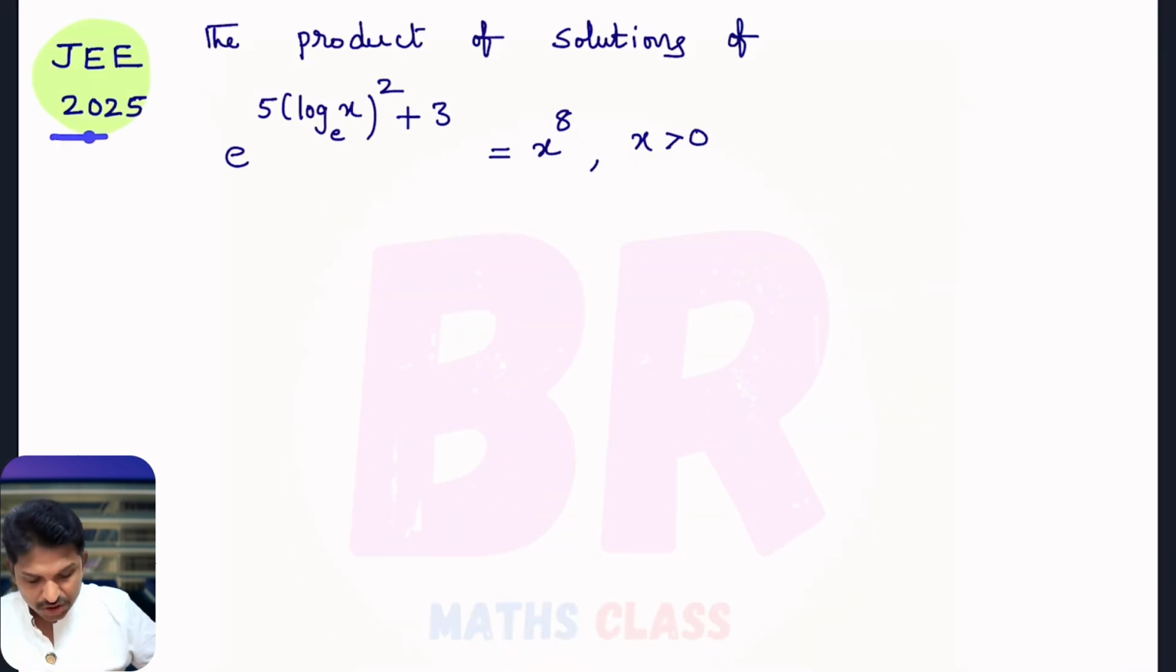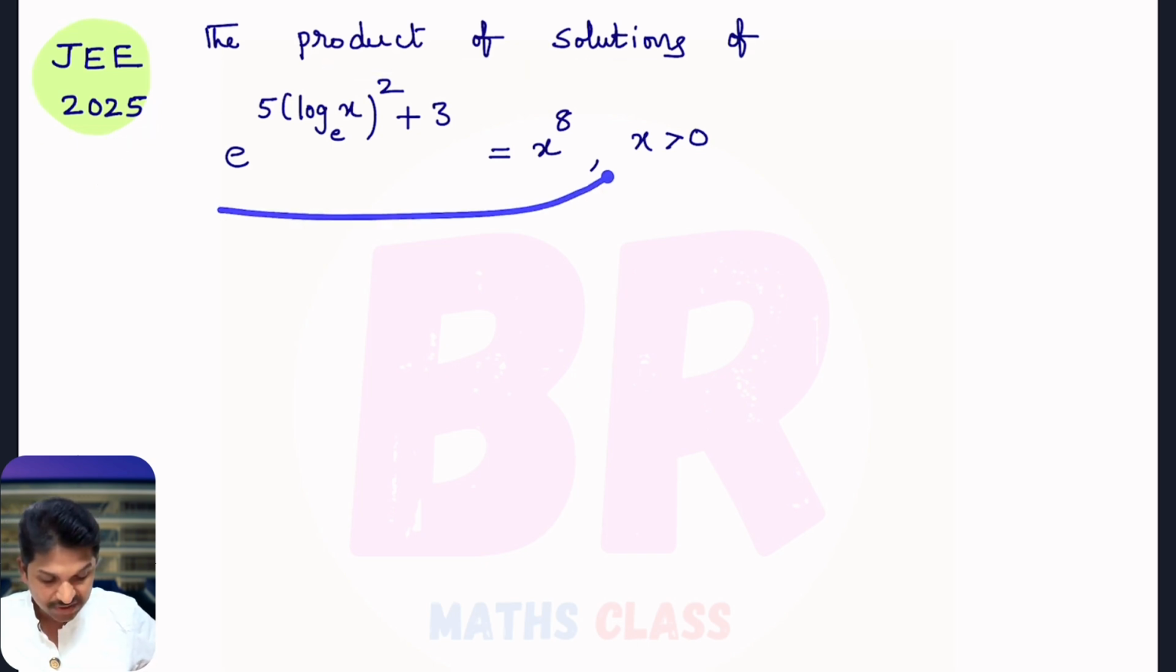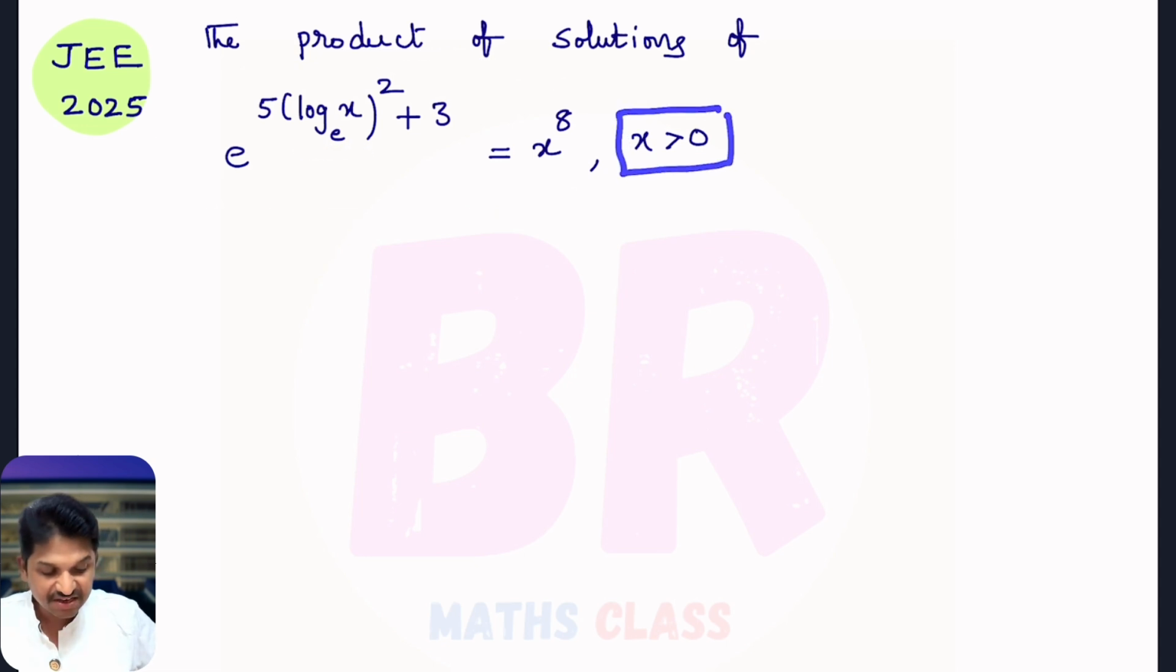You observe this question. This is the recent JEE question given in 2025. What are they asking? The product of solutions of this equation. You see, in this logarithm is there, and they mention that x is greater than 0.